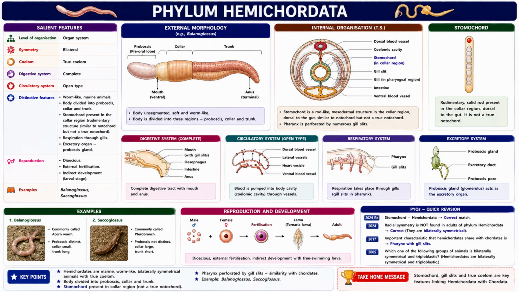Then comes the Saccoglossus, commonly called pterobranch. Proboscis not distinct, collar large, and trunk is short. These are the examples of Hemichordata. Stop the video here and study all the other aspects. You have to remember especially the larva. The larva of the Hemichordata is Tornaria larva, and study the previous year questions also.